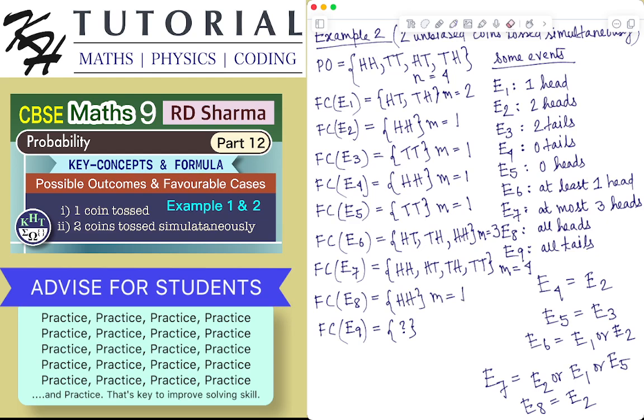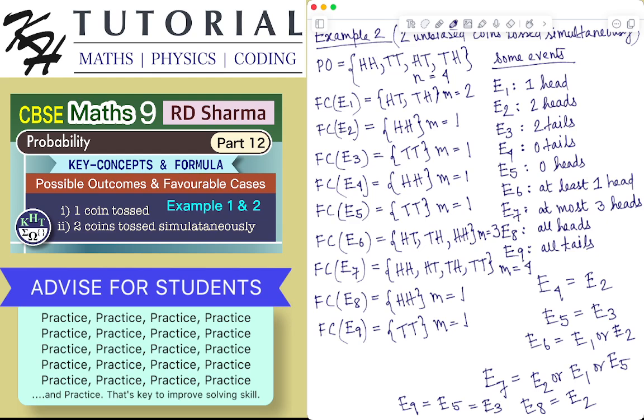Let's see event E9. Event E9 says all tails. All tails means definitely there is one outcome, tail, tail. Small m equals 1. And obviously event E9 is equivalent to event E5, all tails, or even E3. So E9, E5 and E3, they all are the same events, equivalent, identical events.